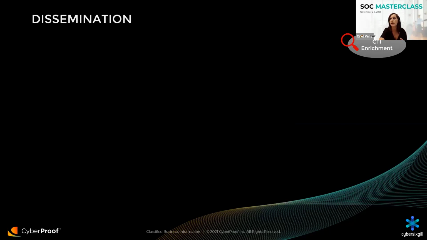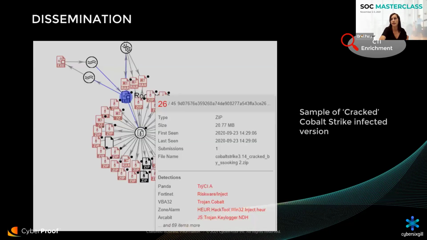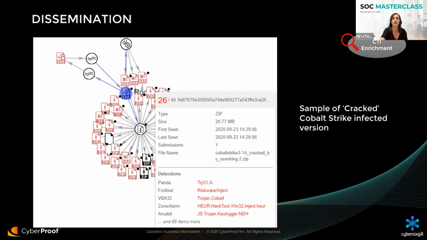Now we continue with the CTI enrichment. As you can see, there is another enrichment of a sample of a cracked Cobalt Strike infected version that could be downloaded for malware analysis and extraction of behavior. And this is very important because at the end of the day, IOCs are very good for detection, initial detection, but sometimes we also need to enrich our intelligence reporting with IOAs, okay, behavior checks.